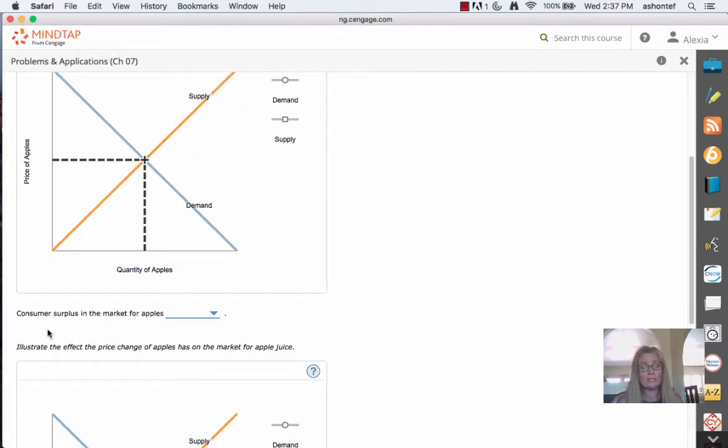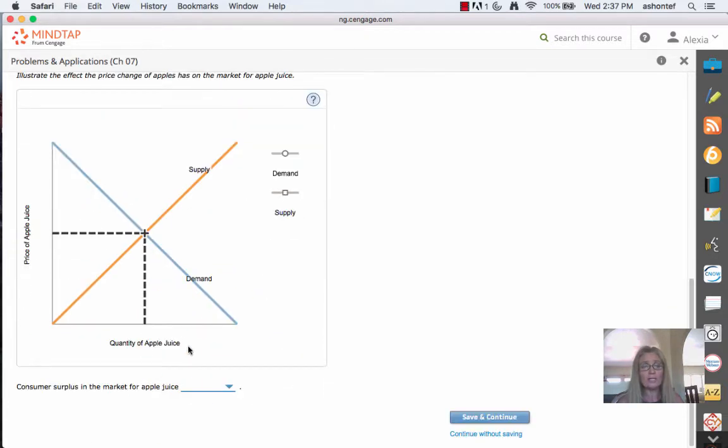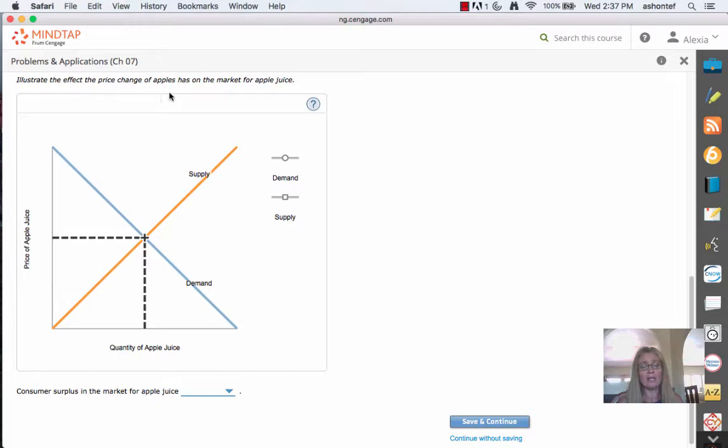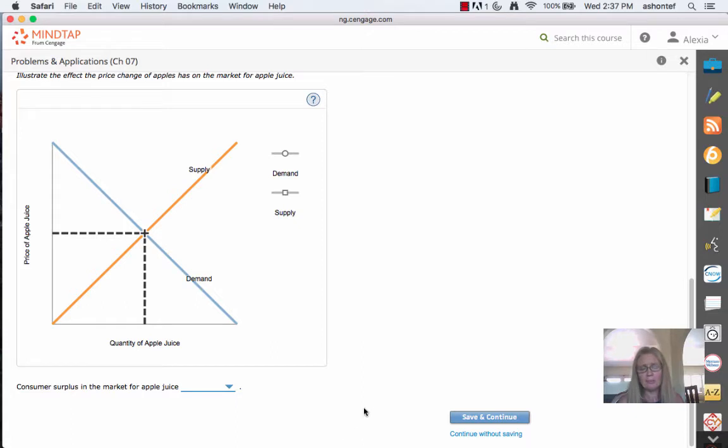So then the question is saying, okay, once you make that shift, what's going to actually happen to the consumer surplus in the market for apples? So you need to make the shift and then take a look at the diagram. And then it's asking you here to actually illustrate the effect of the price change of apples, what would happen in the market. I think you'll be able to do that.